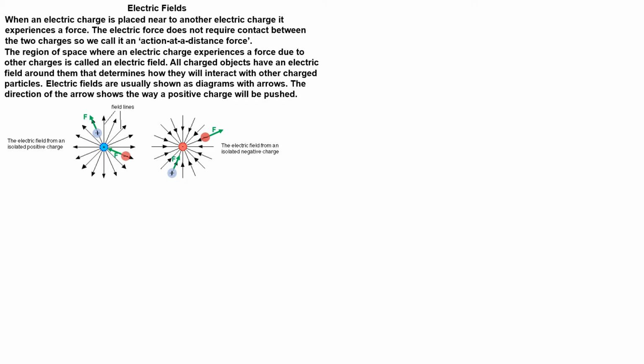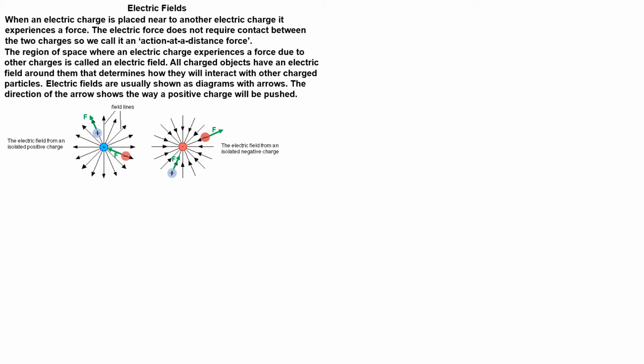Like the electric force, the electric field is a vector. The electric field from a positive charge points away from the charge. The electric field from a negative charge points toward the charge. In other words, the direction of an electric field line is the direction a positive charge would move along.